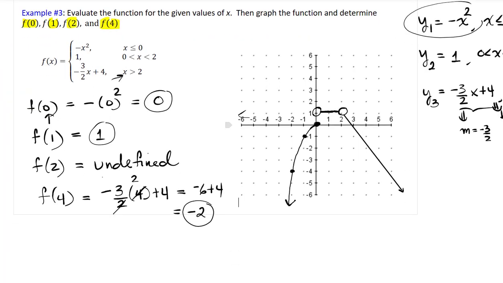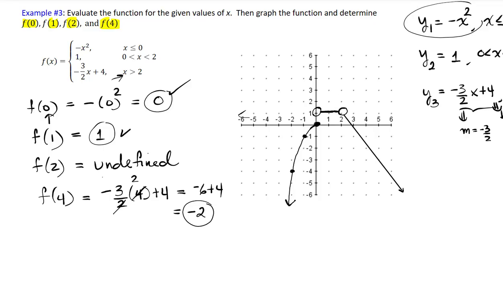Let's consider the last part of the problem. It says to evaluate using the graph. So this is basically verifying that these 4 function values are defined correctly. So we'll start with f of 0 using the graph. F of 0, when x is 0, the output there is clearly 0. So this checks off. F of 1, when x equals 1, the output value there is a 1.